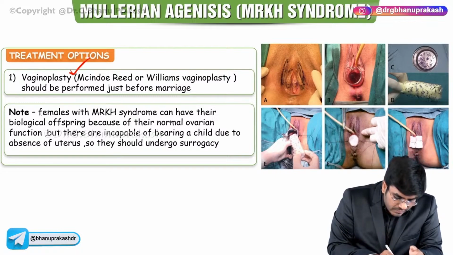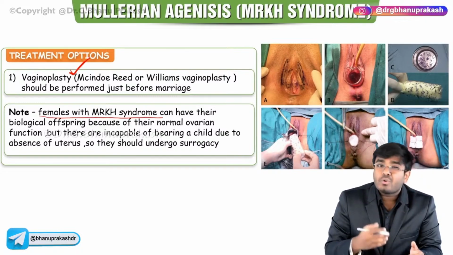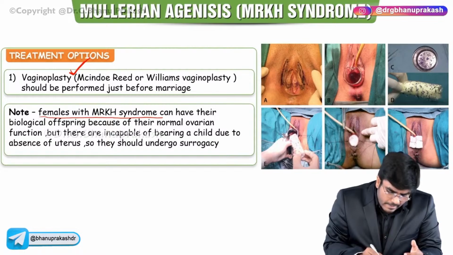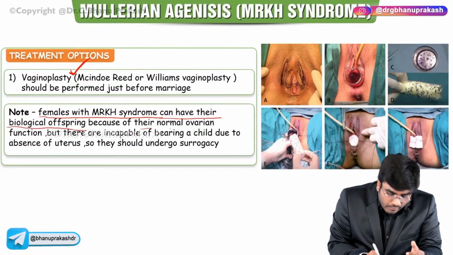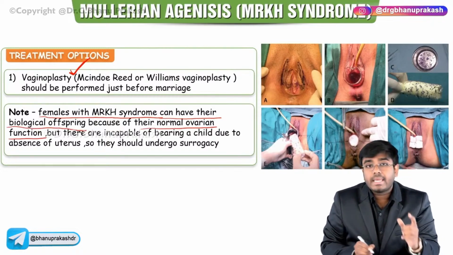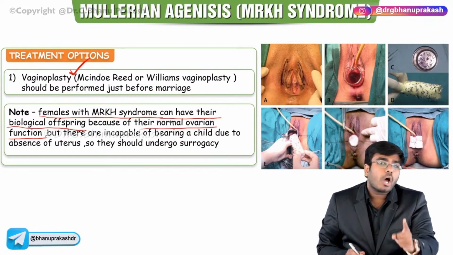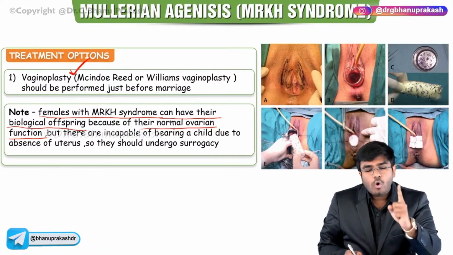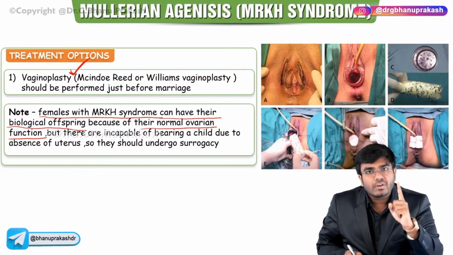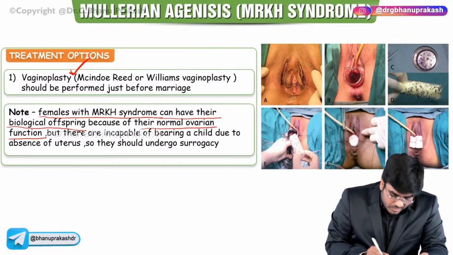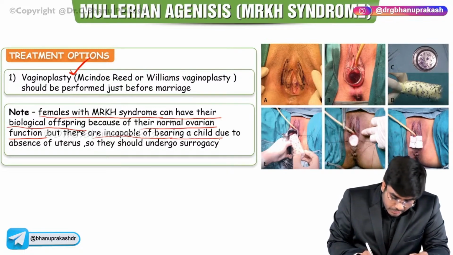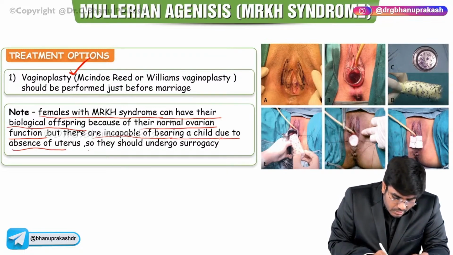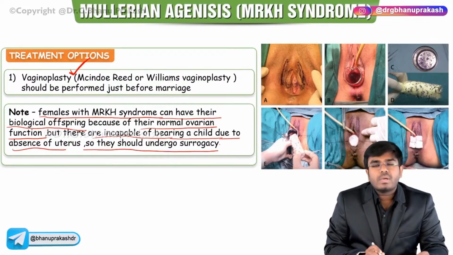So please concentrate, guys. Females with MRKH syndrome, Mayer-Rokitansky-Kuster-Hauser syndrome, can have their biological, genetic offspring, because they have normal ovarian function. Again, I am repeating, ovaries are not absent in Mullerian agenesis. Ovaries are derived from the genital ridge. They are incapable of bearing a child because of the absence of a uterus. So they should undergo surrogacy.